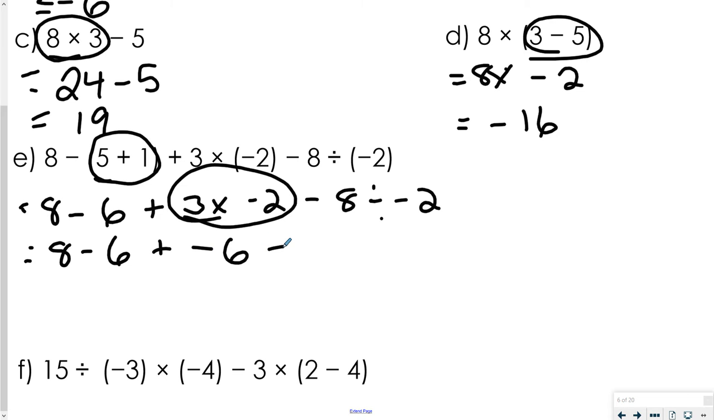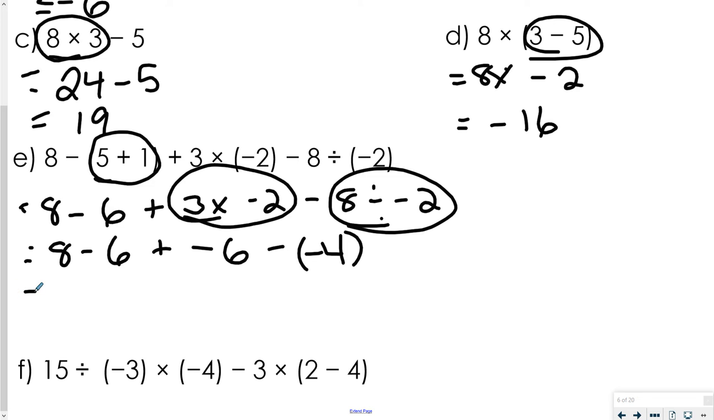Subtract 8 divided by negative 2. That's division. I can do multiplication and division at the same time. So 8 divided by 2 is 4, and then there's 1 negative in there, so it's a negative. Now I'm going to put brackets around it so I don't get confused with my subtract and my negative.